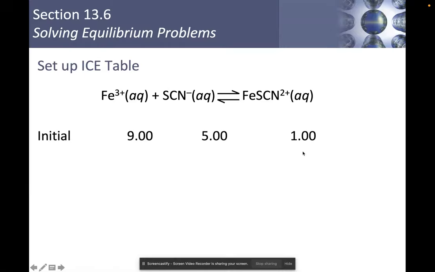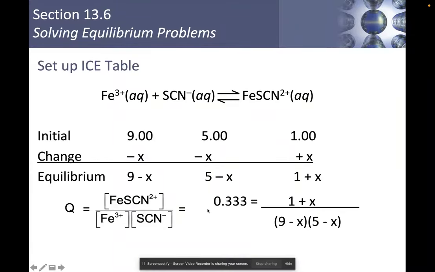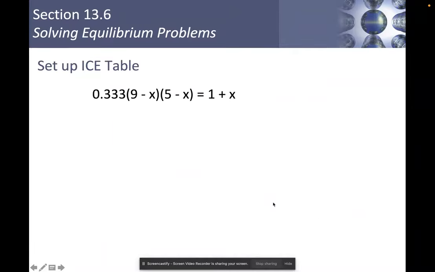So if these are my initial concentrations, now remember, because I'm starting now with this amount, this is really a Q problem now, right? It's a reaction quotient because we're not at equilibrium. So what's the change? Minus x, plus x. So at equilibrium, 9 minus x, 5 minus x, 1 plus x. I know that again, it's my product divided by my two reactants. I don't have to worry about squaring anything, which is nice. So I have my 0.33, and I would set it equal like this. Yes, we're going to have to use the quadratic equation again. All right, so let's solve that.